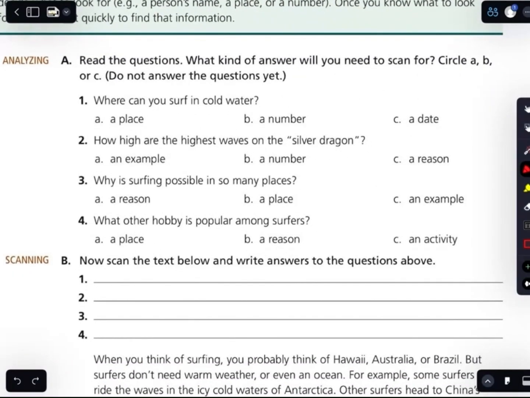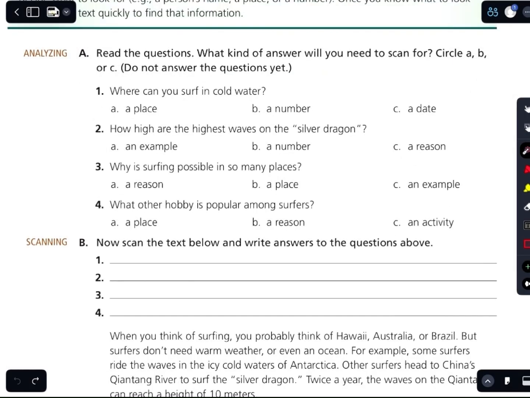How high are the highest waves on the Silver Dragon? So what are we looking for here? You can circle what we're looking for. We're looking for how high the highest waves are on the Silver Dragon. So we need to be looking for a piece of information about those waves. Number 3, why is surfing possible in so many places? Why? So we're looking at why. What other hobby is popular among surfers? What's another hobby that is popular among surfers?